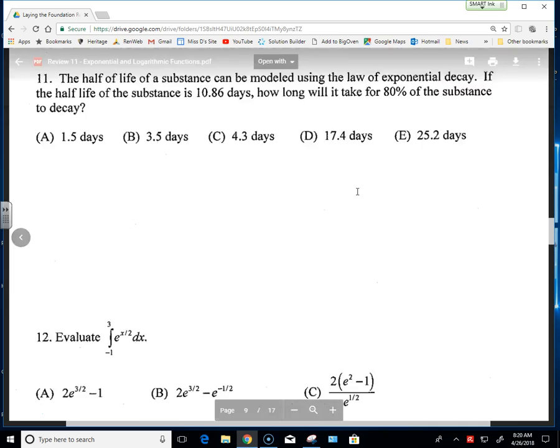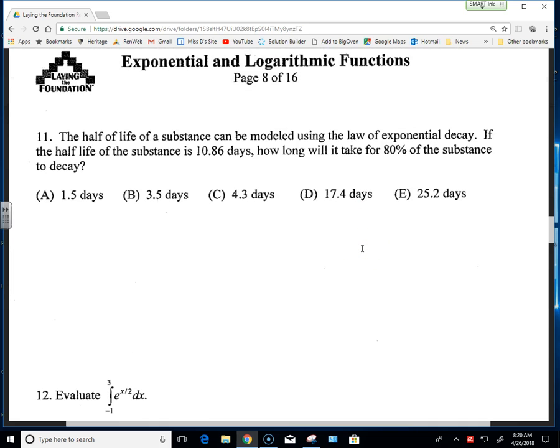Let's go down to number 11, and then if you guys have something, we can come back. Number 11, the half-life of a substance. The half-life of a substance can be modeled using the law of exponential decay. If the half-life of the substance is 10.86 days, how long will it take for 80% of the substance to decay? To be totally honest, I haven't seen one of these on the actual AP, but it's a very typical calculus problem. We did exponential growth and decay a little while ago. It was that yellow box that we never highlighted, never made a forever card.